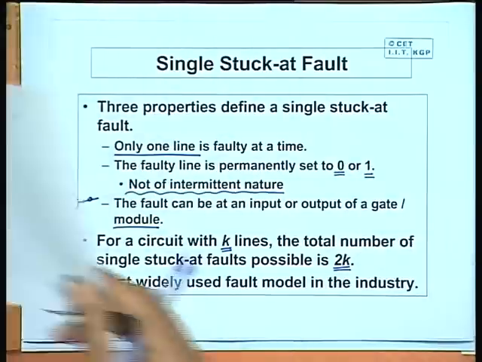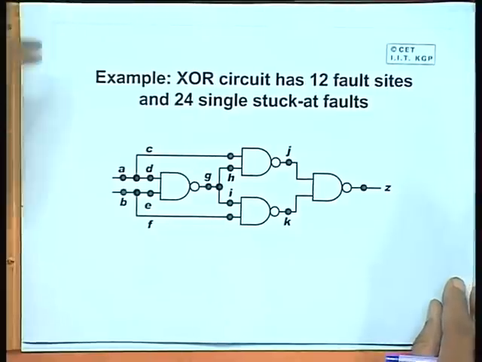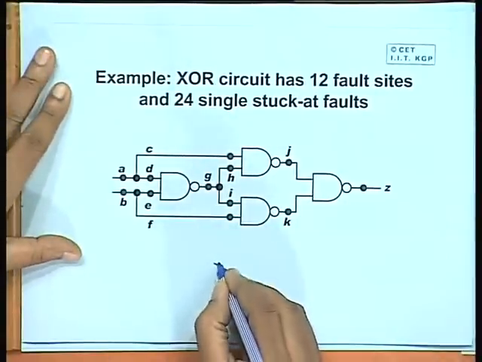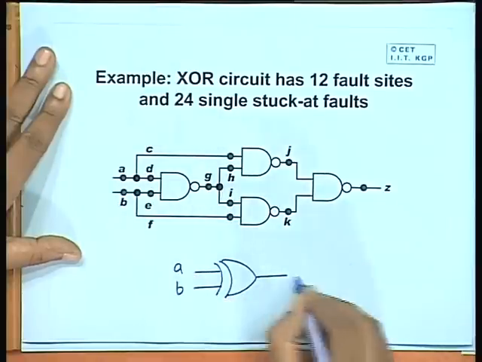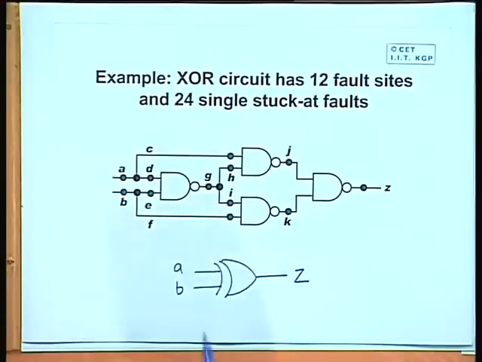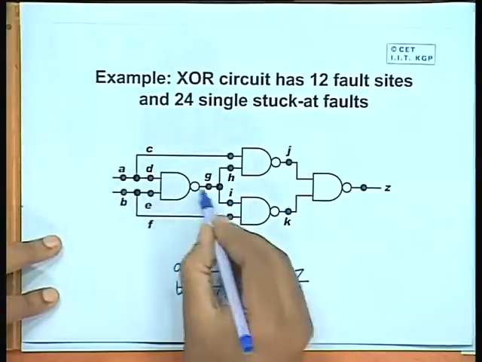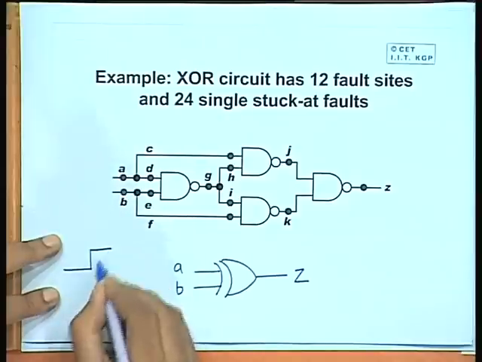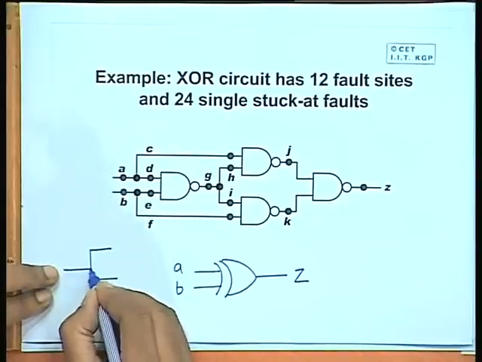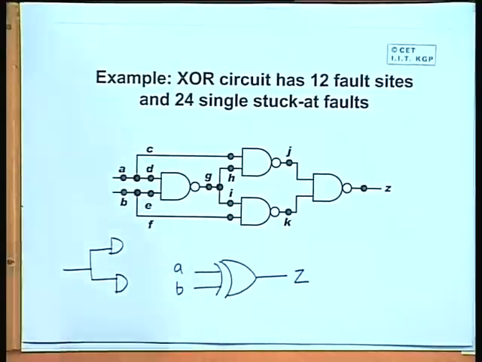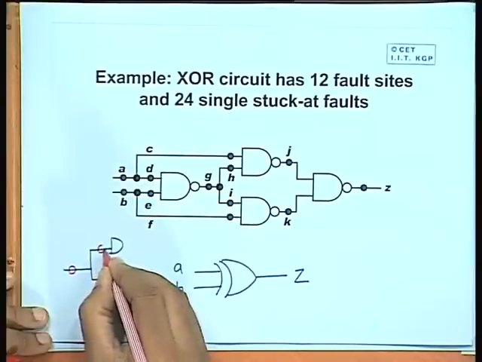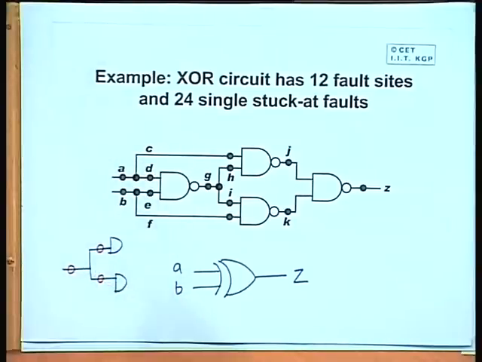So let's take an example. Here we have a NAND gate implementation of a 2-input XOR gate. This is the NAND implementation of a 2-input XOR. Now, as a matter of convention, you see in this circuit here, or also here, there are some places where we have a fan out. From a line, you have two branches going out to two different gates. So, if you have a scenario like this, then these three are considered to be three different lines.